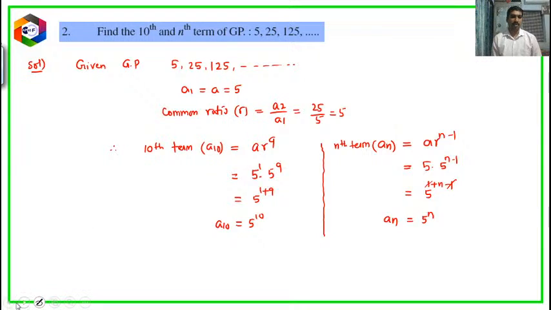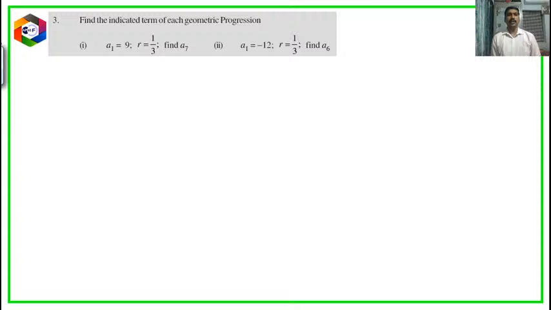Now we will move to the next question, children. Find the indicated term of each geometric progression here. There is a geometric progression given with a few terms. An indicated term means that some term is indicated at the last, and that term should be calculated. Here the indicated term is A7. So A7 should be calculated.